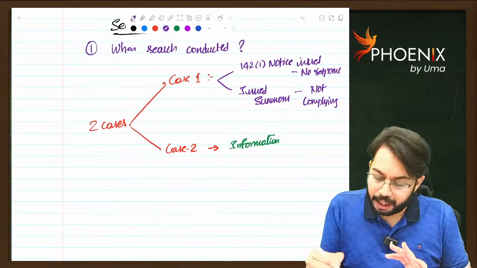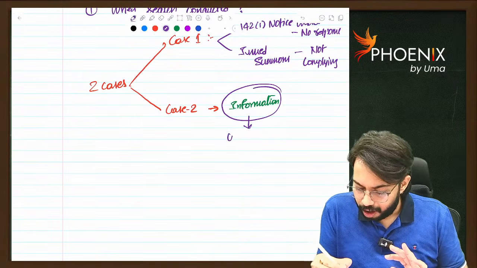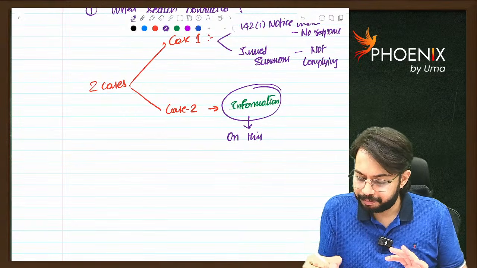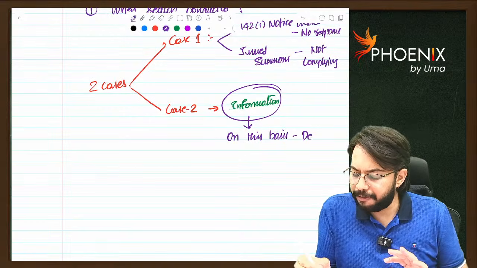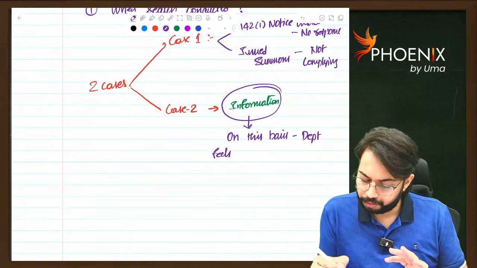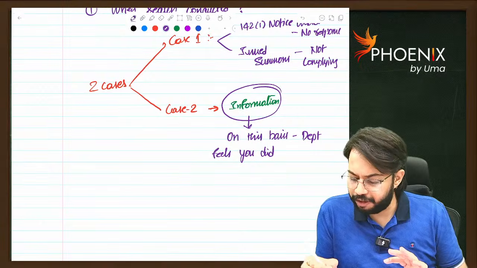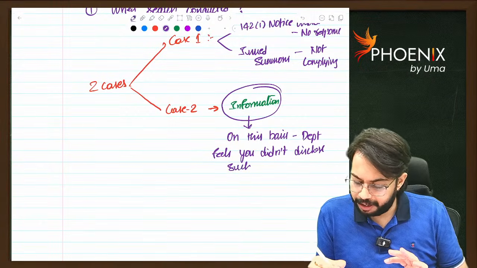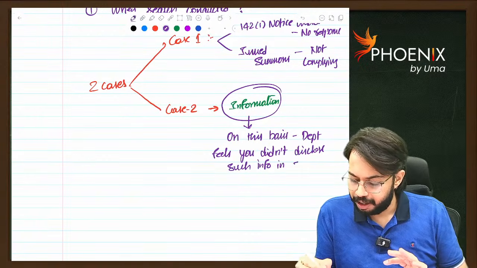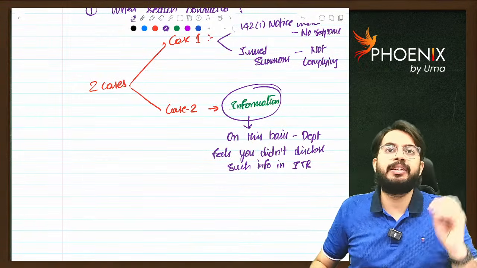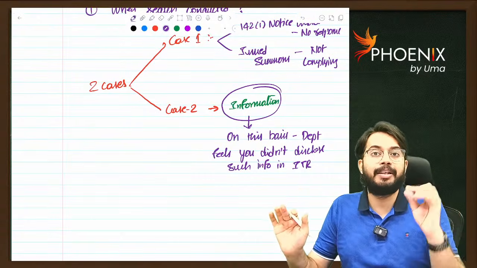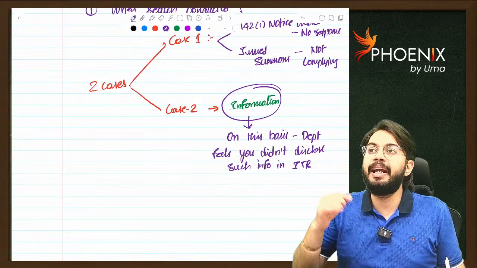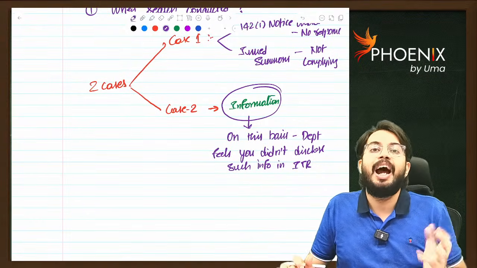Based on this information, on this basis, the department feels you did not disclose such information in ITR. Let's say in 24-25 I purchased 5 lands. For example, I purchased 5 lands in 24-25, but in my income tax return, I showed only 4 lands. I did not show 1 land.